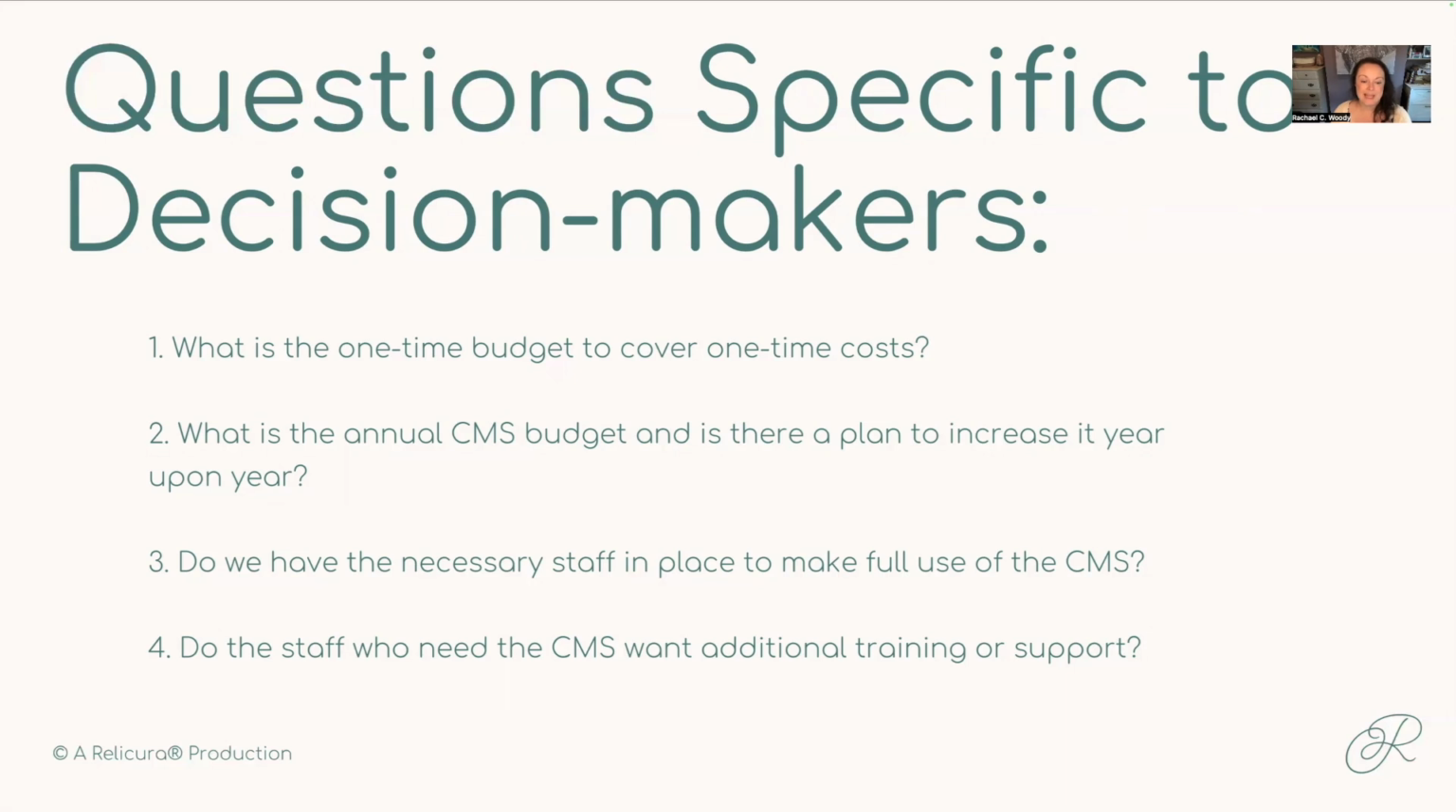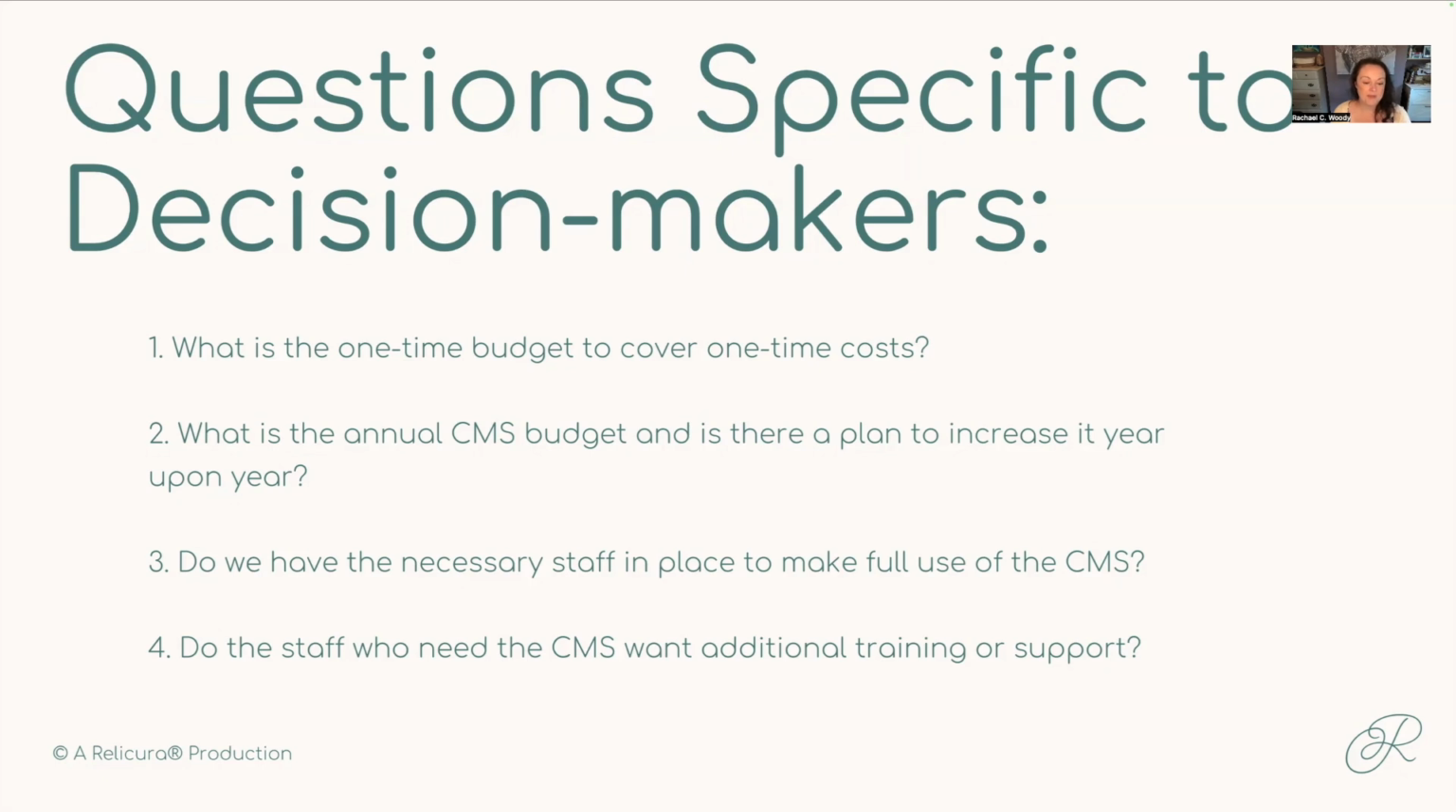Number two, what is the annual CMS budget and is there a plan to increase it year upon year? So there were the one-time costs, there are also the annual costs, at least as long as you're working with any sort of product that is not necessarily that open source free product. So having a sense of the annual budget, but not just that, knowing if there is built-in accommodation for inflation for the price of that product.